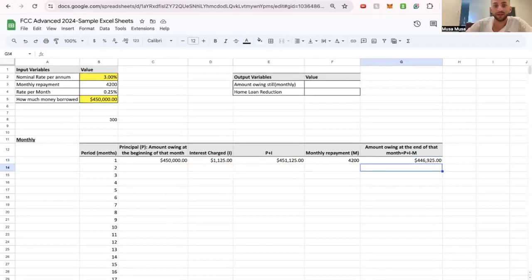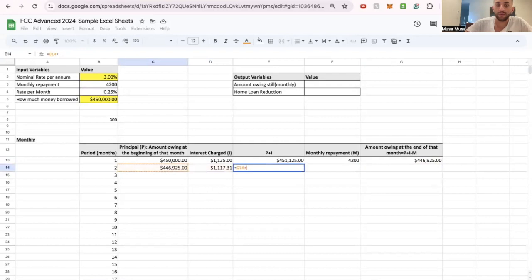Cool. Let's keep going. How much do I owe at the beginning of the second month? Well, the beginning of the second month is the same as the end of the first month. So it's that. I owe this at the end of the first month, which means I owe the same at the beginning of the second month. How much interest is charged? Well, we're going to take this rule and drag it down, because it's the same thing. It's just that times the interest rate per month. So 0.25%.